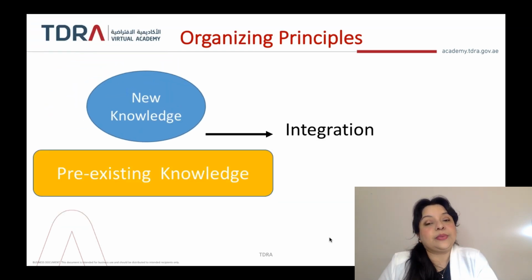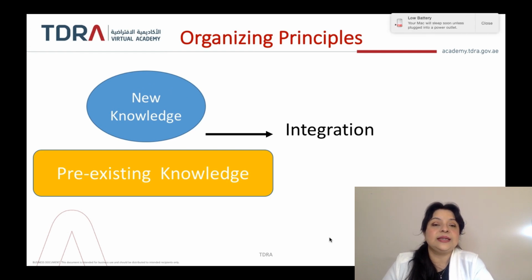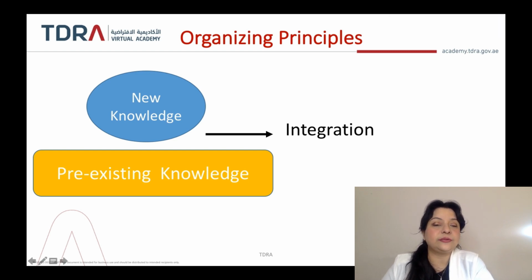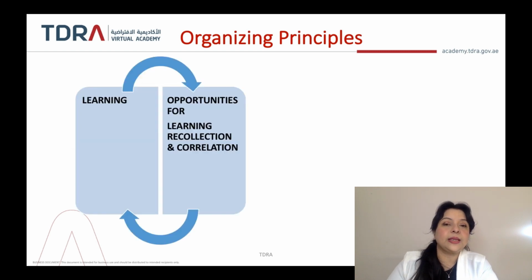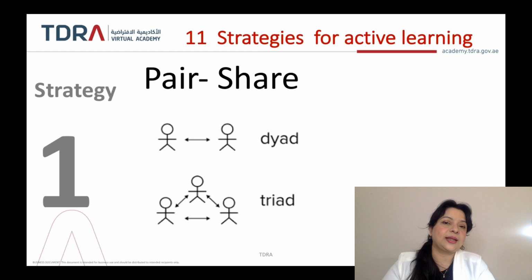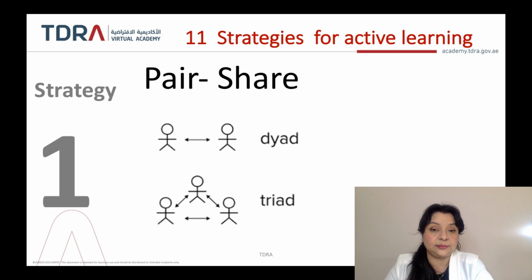Also, integration is important. What this means is that every time we have a pre-existing knowledge, we build upon that with new knowledge. And so this is important as an integration principle. Finally, we start talking about learning and learning opportunities to be able to recollect, collect, and correlate those learnings that we have done earlier. So, the learning, the reflection, and the integration are all vital aspects of active learning strategies, ladies and gentlemen. Let us now go into the various strategies for active learning.